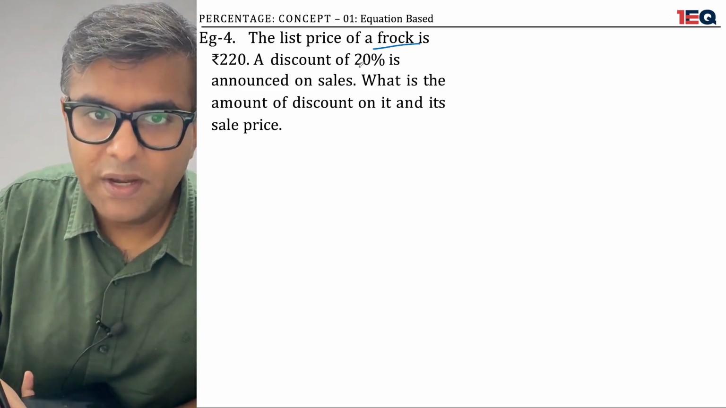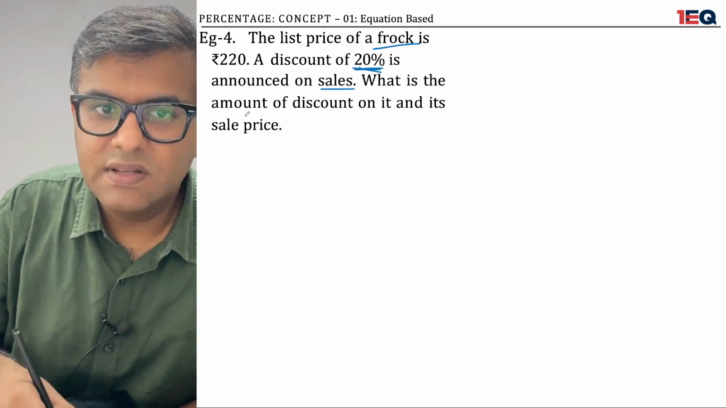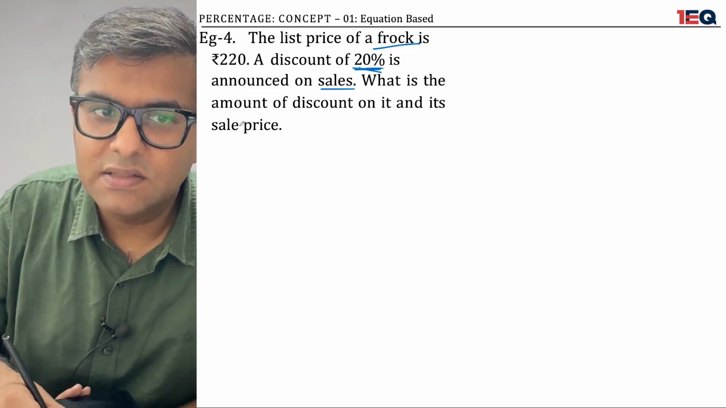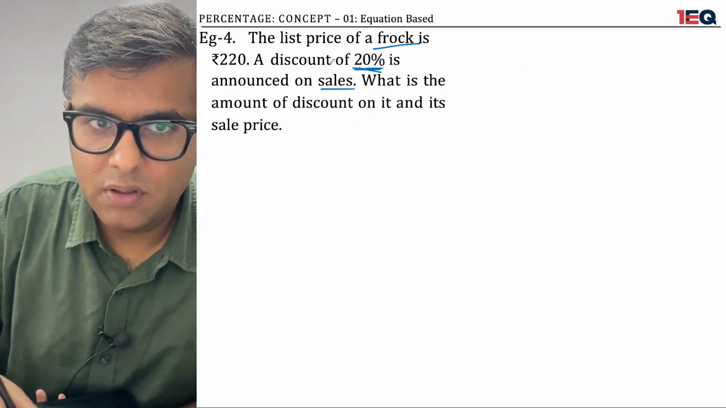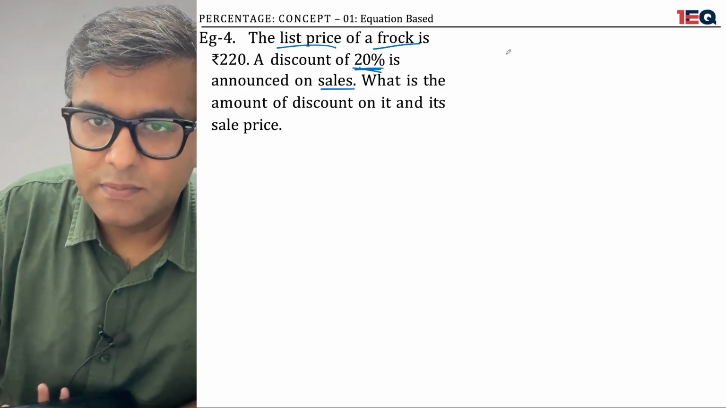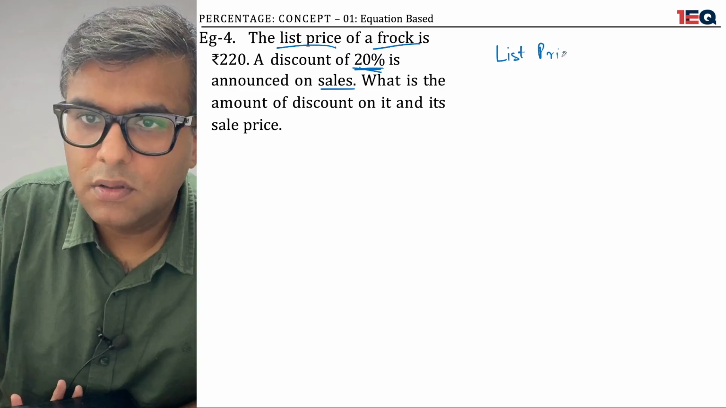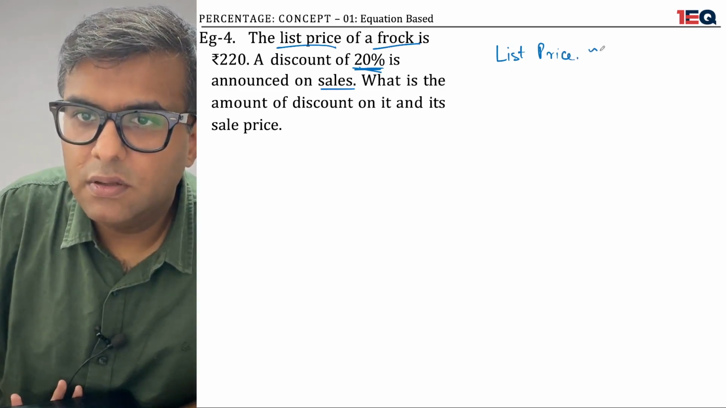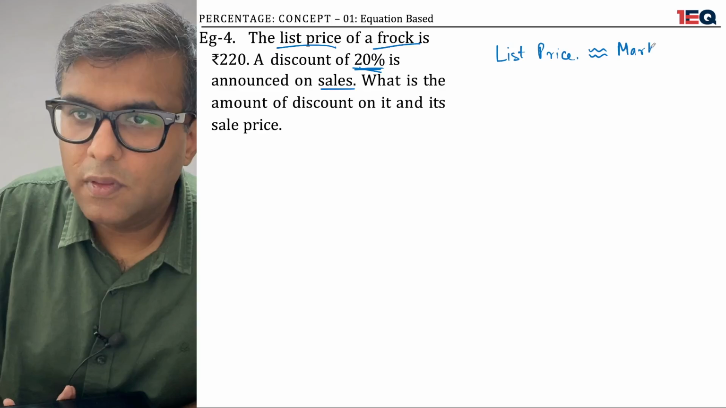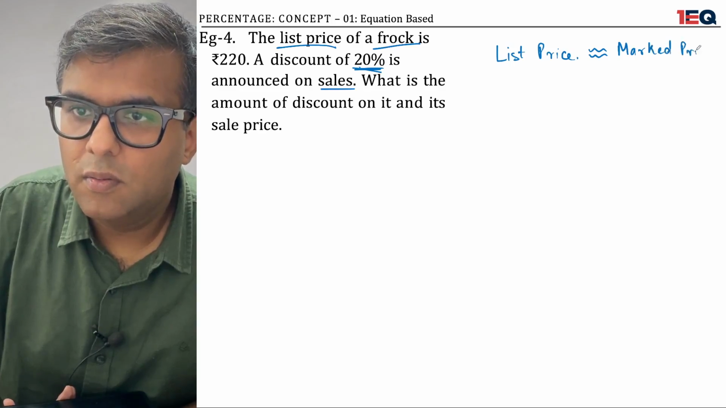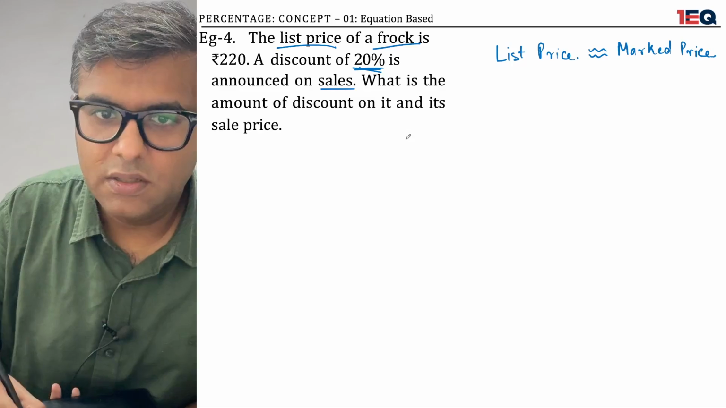A discount of 20% is announced. A discount of 20% is a discount on sales. What is the amount of discount on it and the sale price? Again, I am sitting at the same concept. List price. The word list price can be used interchangeably with mark price. So let me set it up in the same way.